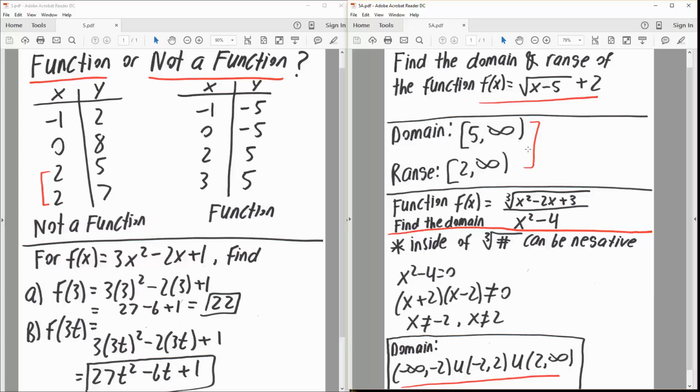And for the range, what we do here is we plug in 5. Since we know it goes from 5 all the way into infinity, if we plug in 5, what do we get? Square root of 5 minus 5. So square root of 0. So 0 plus 2. And so our lowest value based off our domain would be 2. And it would include 2.